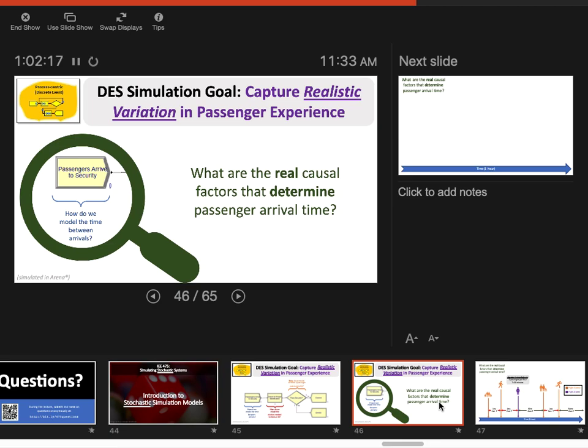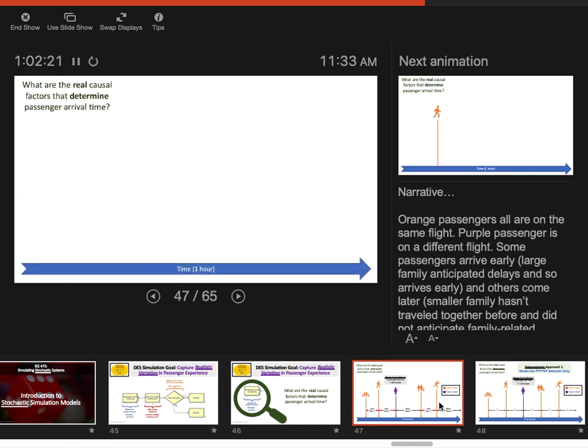We can imagine at least 3 different ways we could do that. So let's imagine the real timeline is something like this. Here's an hour, and this orange passenger is going to go into an orange plane. They arrive roughly a decent amount of time ahead of time for one passenger, probably enough time to get through.